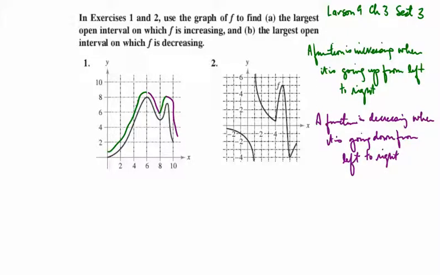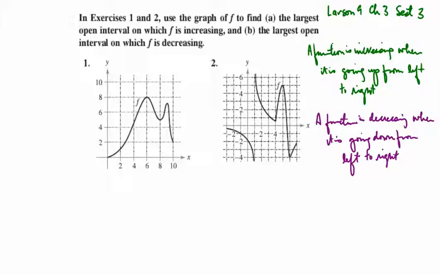Now with this particular problem, with these exercises, we're asked to find the largest open interval on which f is increasing, and then find the largest open interval on which f is decreasing. When it says open interval, we're talking about x values. We're looking for the widest interval of x values on which the function is going up or coming down. It's not asking us to find the largest jump up or the largest fall down. It's asking for the widest interval on which the function is going up or down.